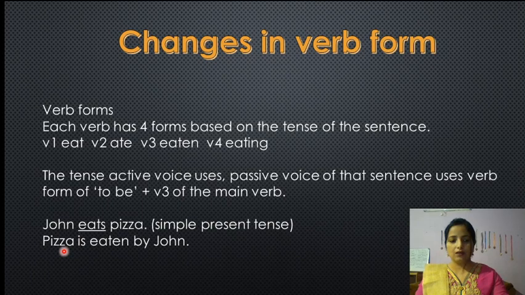Okay, pizza is a singular noun. It's a third person singular noun. So you have to use "is" there. You cannot say "pizza were eaten by John" or "pizza are eaten by John." No. If I want to use "are" or "were", it has to be pizzas. It has to be in plural, as simple as that.